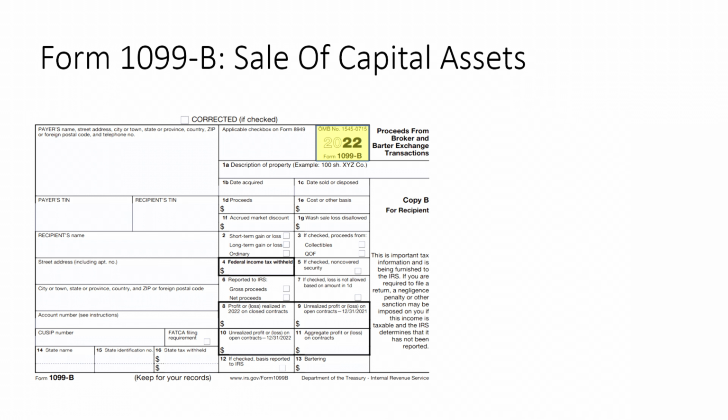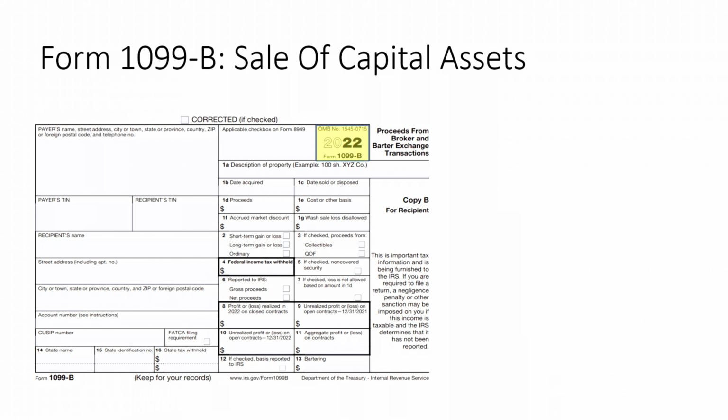I'm going to put the date that I sold it in box 1C. Box 1D, I'm going to put the price that I sold the Apple stock for. So in this case, $100. I'm going to put that I bought it for $1 in box 1E. Box 1F is not really going to apply to the average person, so we can skip that.